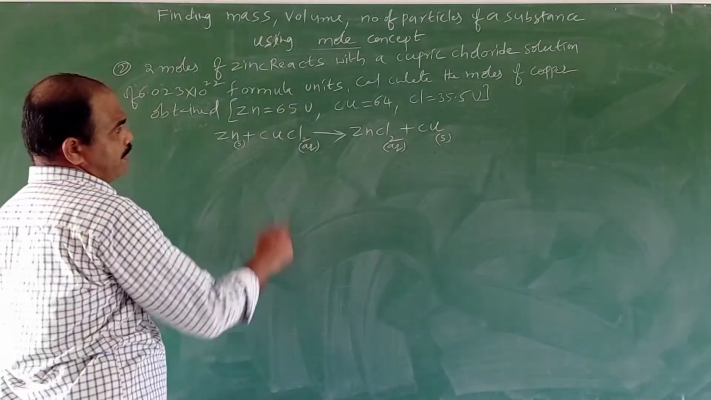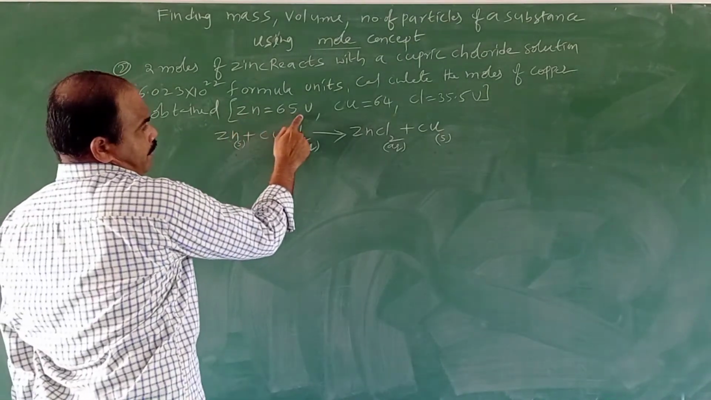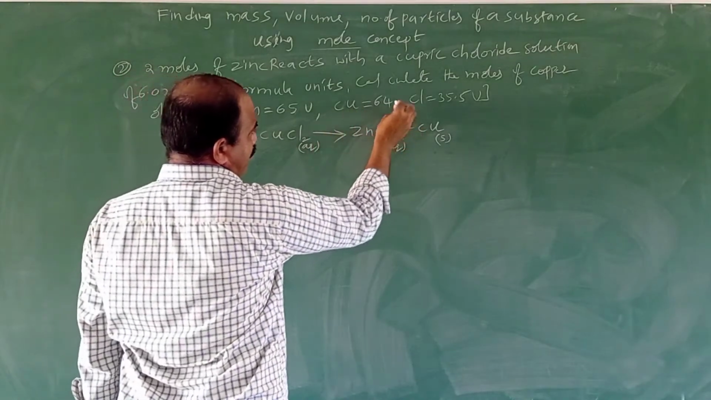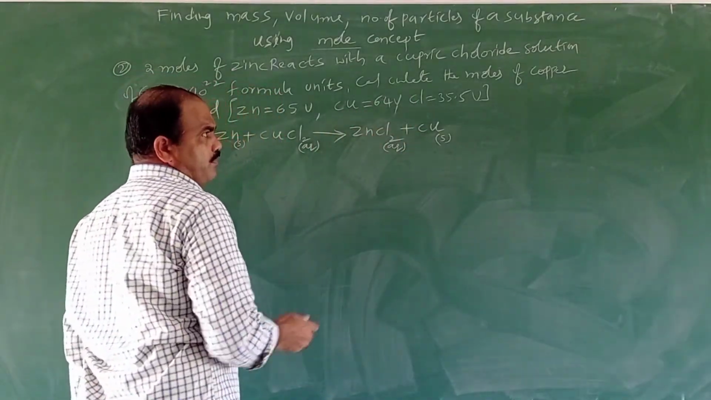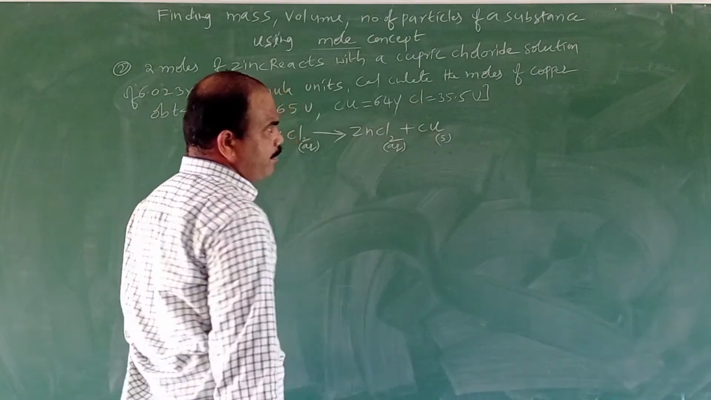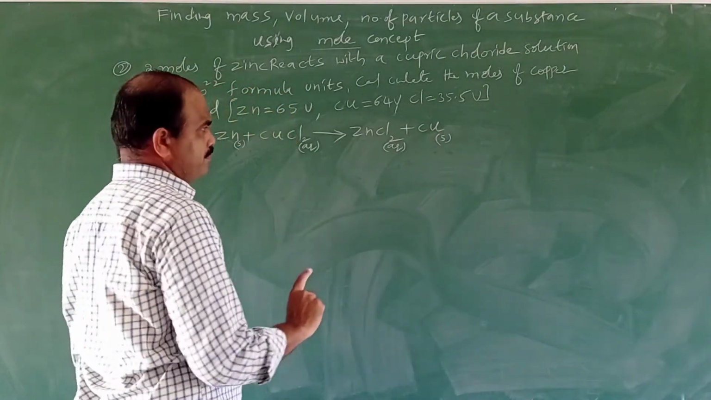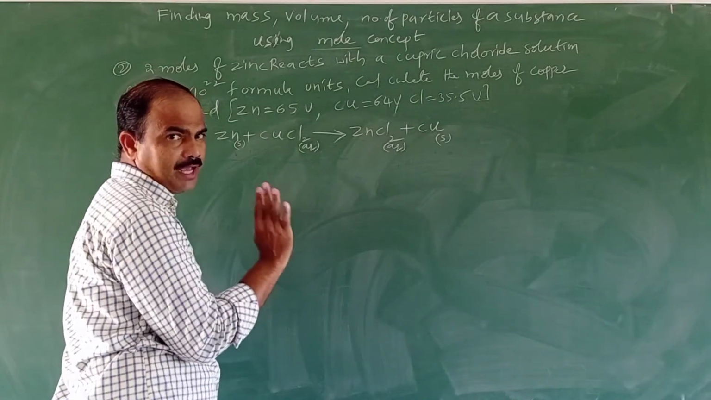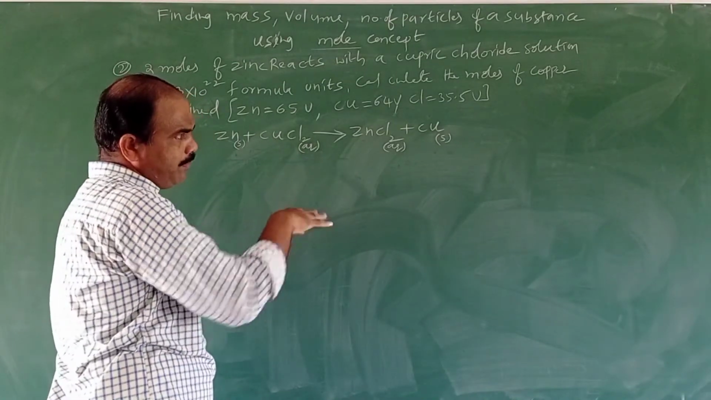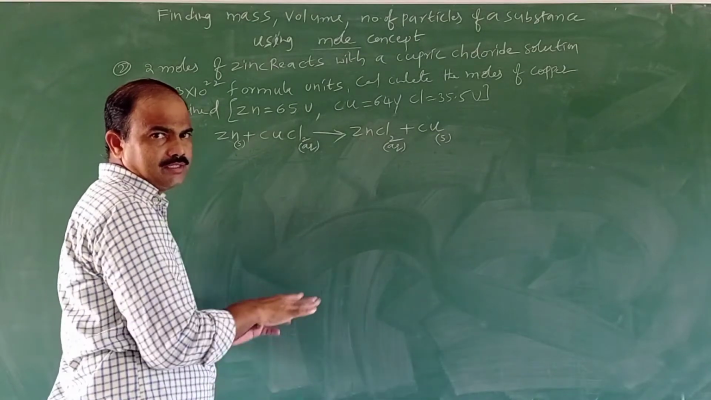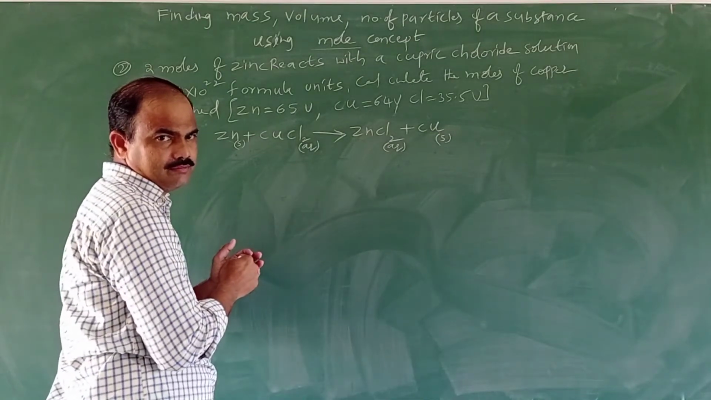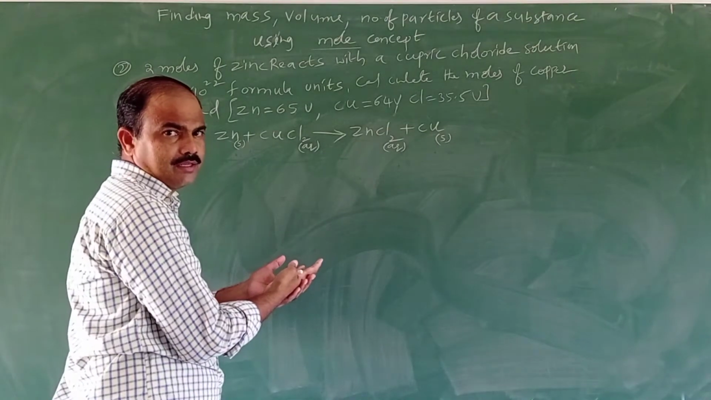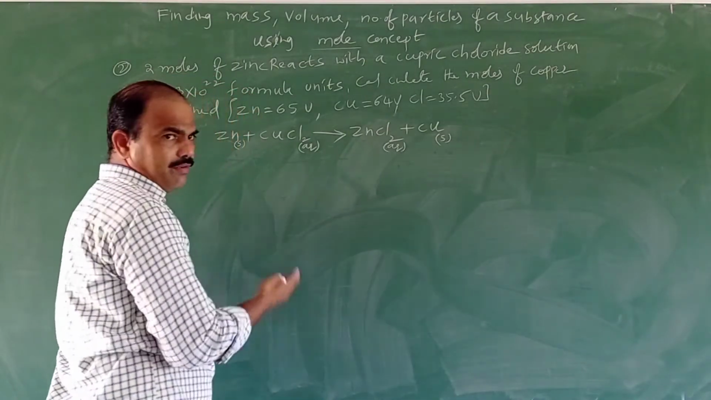So for that purpose, what is given? Zinc atomic mass is 65, copper is 64, and chlorine is 35.5 unified units of grams. But this is the reaction. You have to check whether it is balanced or not. In this problem the reaction is already given. If the reaction is not given, you have to write it, and after writing the reaction, you have to balance the chemical reaction. So now we have to check whether it is balanced or not.